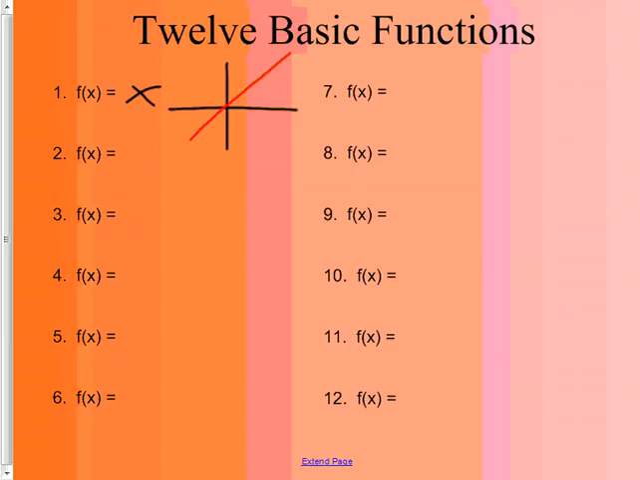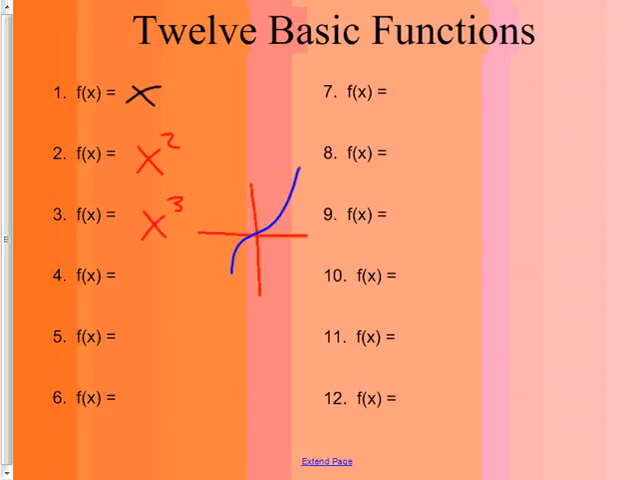X squared is another biggie. I know everybody knows x squared, and that's a parabola. Generally looks like that. X cubed is another biggie out of my 12. X cubed, I sometimes call it the John Travolta function because it sort of looks like his classic dance move in Saturday Night Fever. Square root of x looks like this.